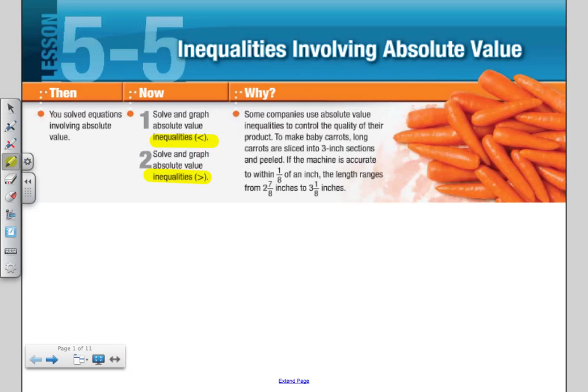So companies use absolute value inequalities to control the quality of their product, this little thing tells us. Do you know, to make baby carrots, they actually make long carrots and slice them into 3-inch sections and then they peel them? Yep, sure enough. So they maintain some accuracy within 1/8 of an inch, so it can be between 2 and 7/8 and 3 and 1/8 inch. Something like that would involve using the absolute value of an inequality.